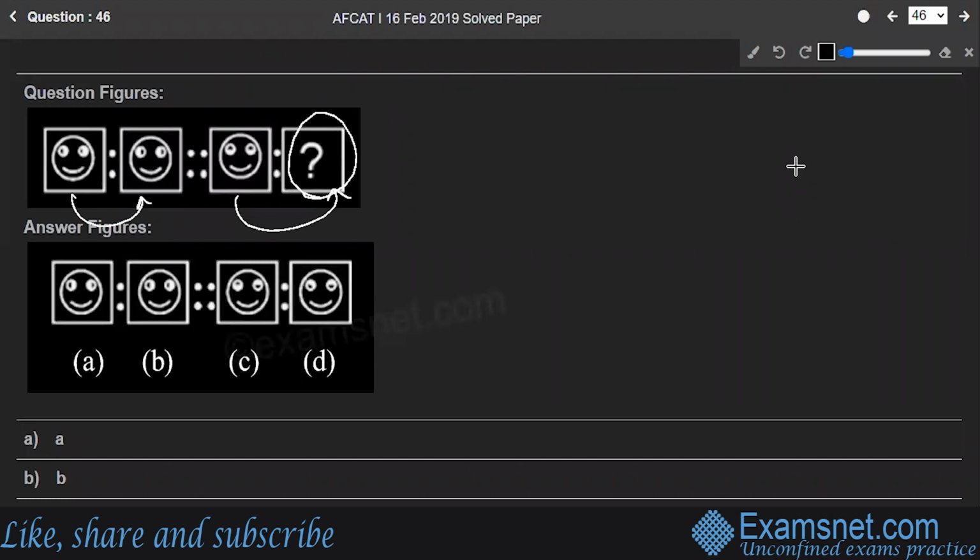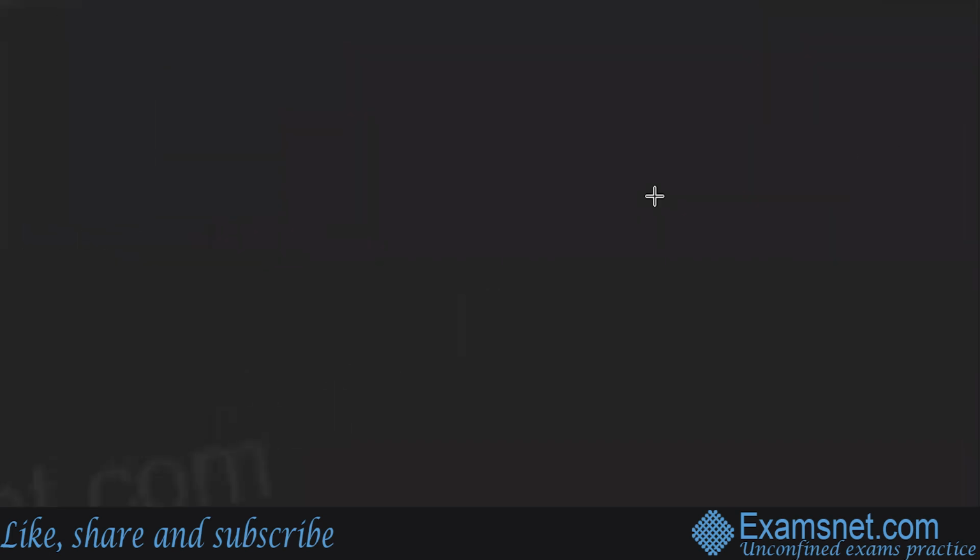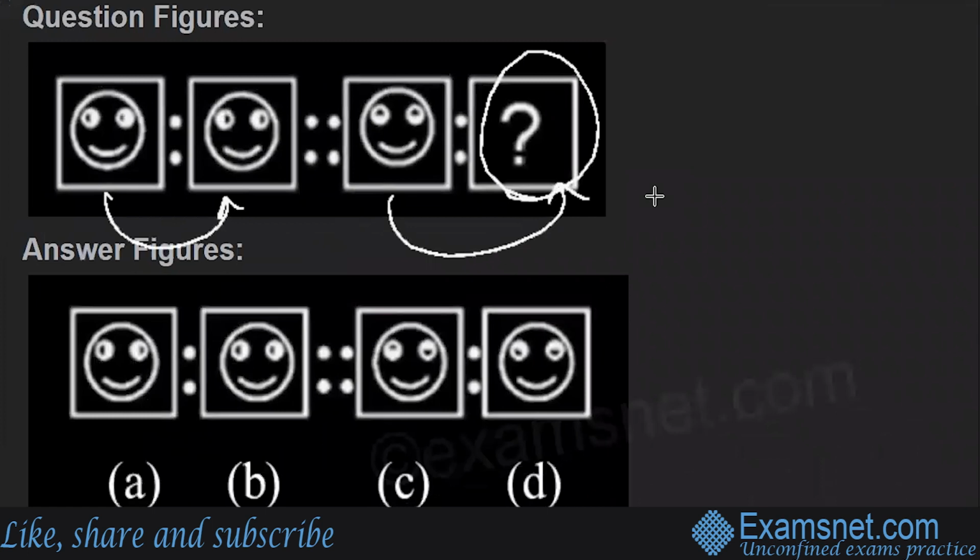Let's zoom it a bit. Okay, so look at these two figures. There is no difference in the two figures, only look at the position of the eyes. The eyes are looking towards the left in this case, and in this case, the eyes are looking towards the right. Similarly, in this figure, the eyes are looking down. That means over here, the eyes are looking up, and in this case, the eyes will look down.